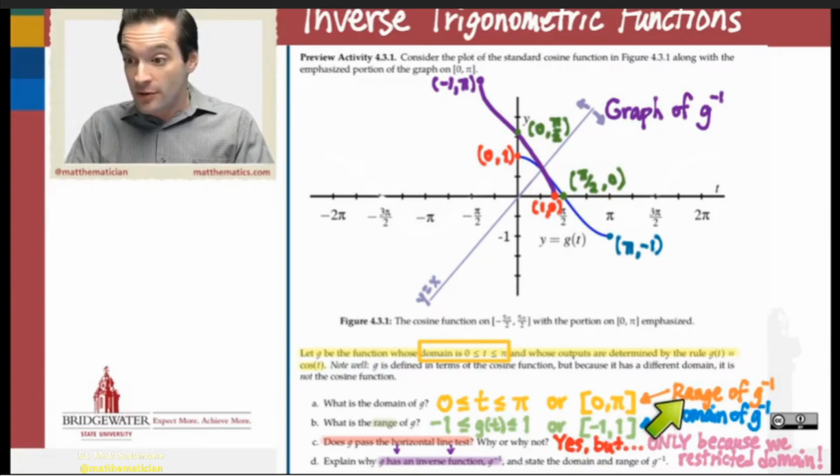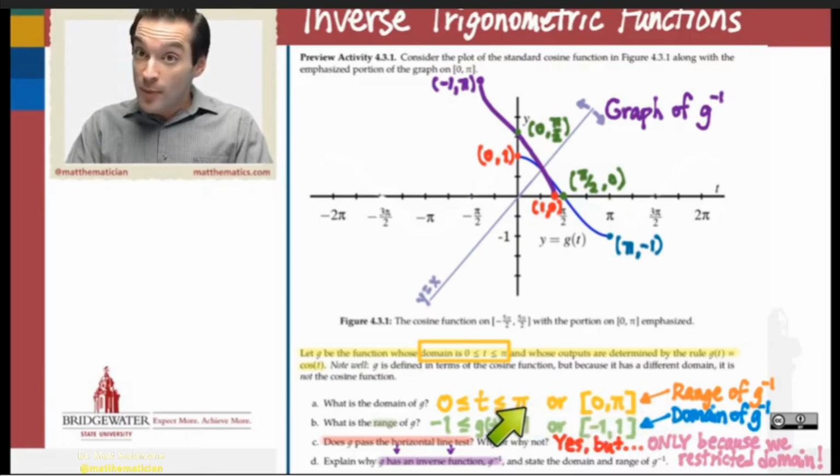And the range of the inverse cosine is the domain of the original, which again, we had to restrict the domain of the cosine in order to get it to have an inverse, and the way we restricted it was to look at just from 0 to pi. So that becomes the range of the inverse cosine.